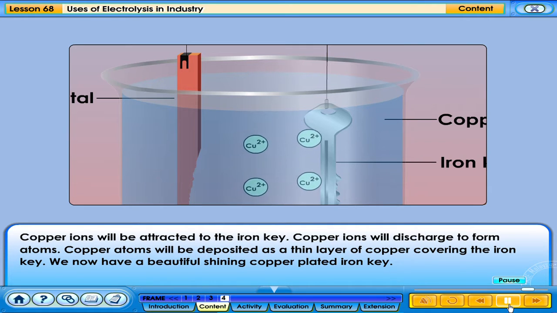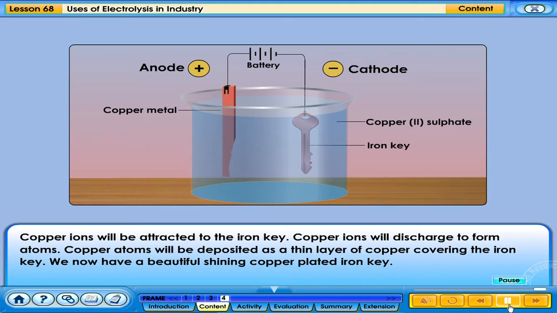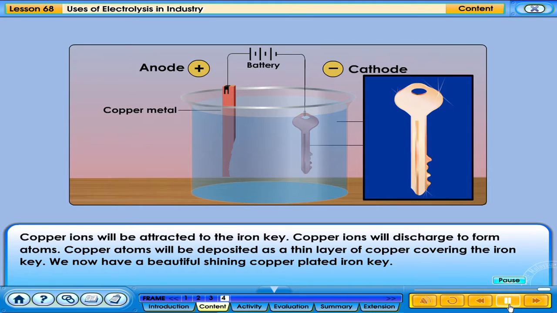Copper ions will be attracted to the iron key. Copper ions will discharge to form atoms. Copper atoms will be deposited as a thin layer of copper covering the iron key. We now have a beautiful shining copper-plated iron key.